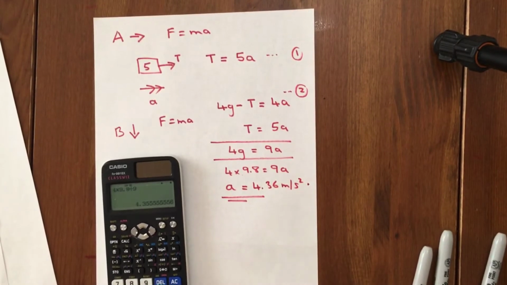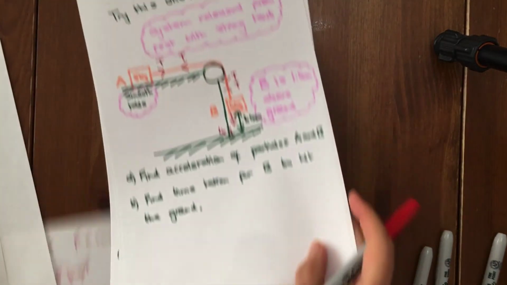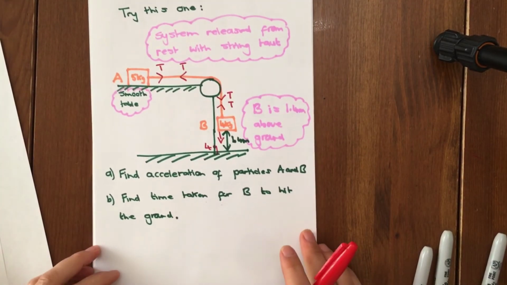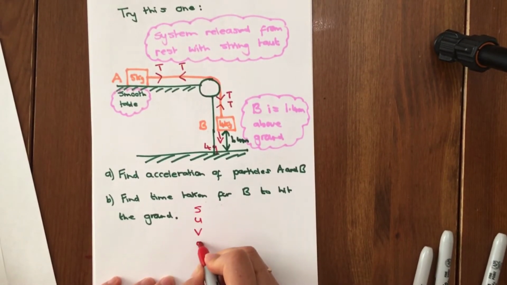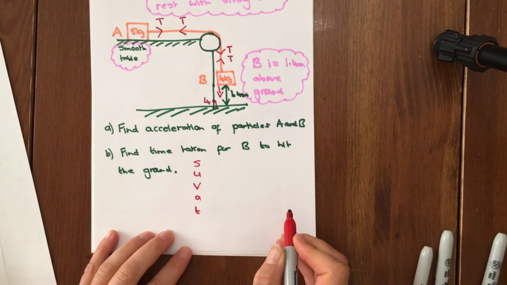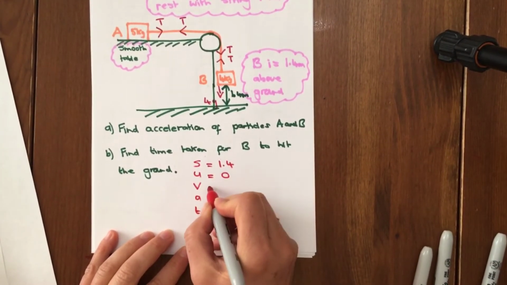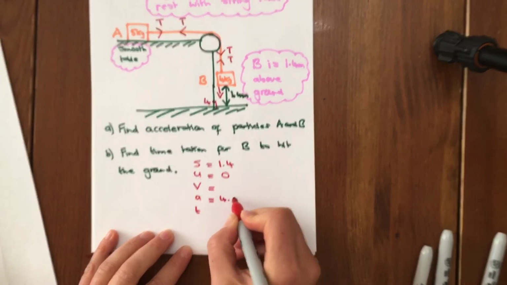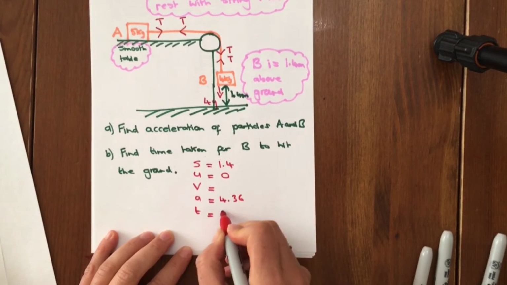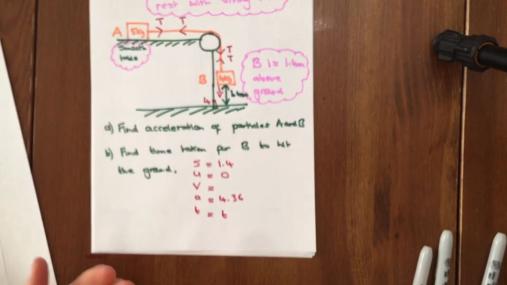Then for part B, it asks you to find the time taken for B to hit the ground. So this is a SUVAT question. What do I know? I know my distance. I know it's initially 0 velocity. I don't know my final velocity. I worked out my acceleration from before, and I'm asked to find the time taken. So I just put all of that into my equation of motion, and I work out t.